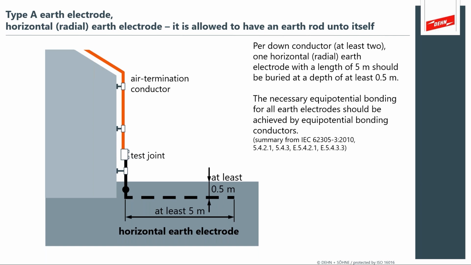radial. Of course, it has to be buried below the frost line, and it needs to be at least the distance as indicated by the previous slide. Remember, it had to be at least 5 meters of contact with the soil. That's what the standard's telling you to do. And if you need more, you run more horizontal length and more horizontal radial electrodes. And that helps you build up to meet your customer's requirements.